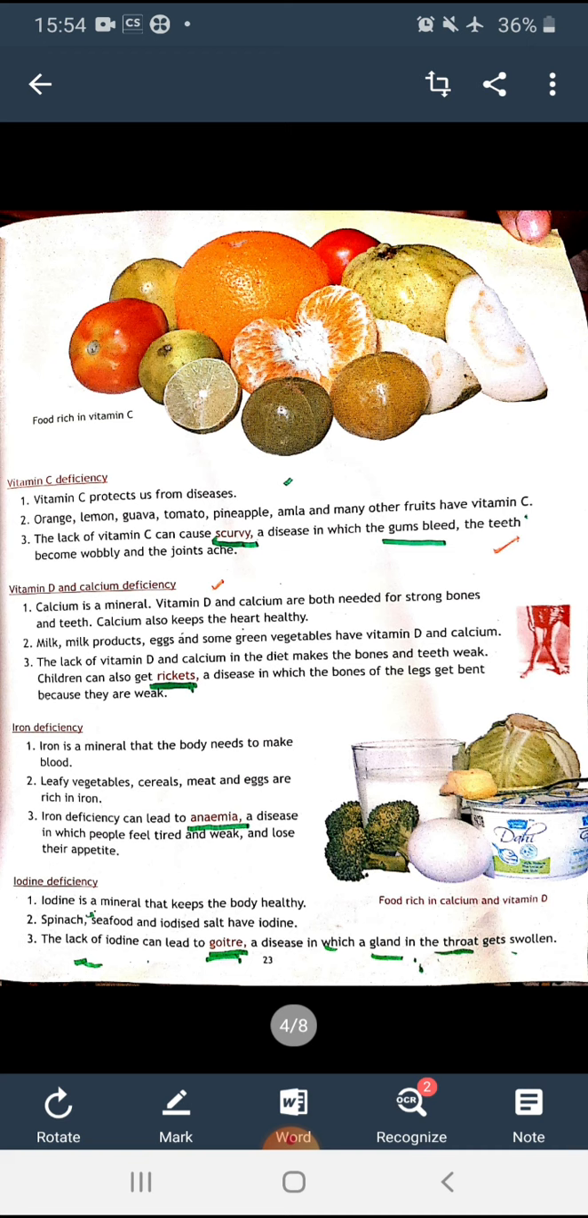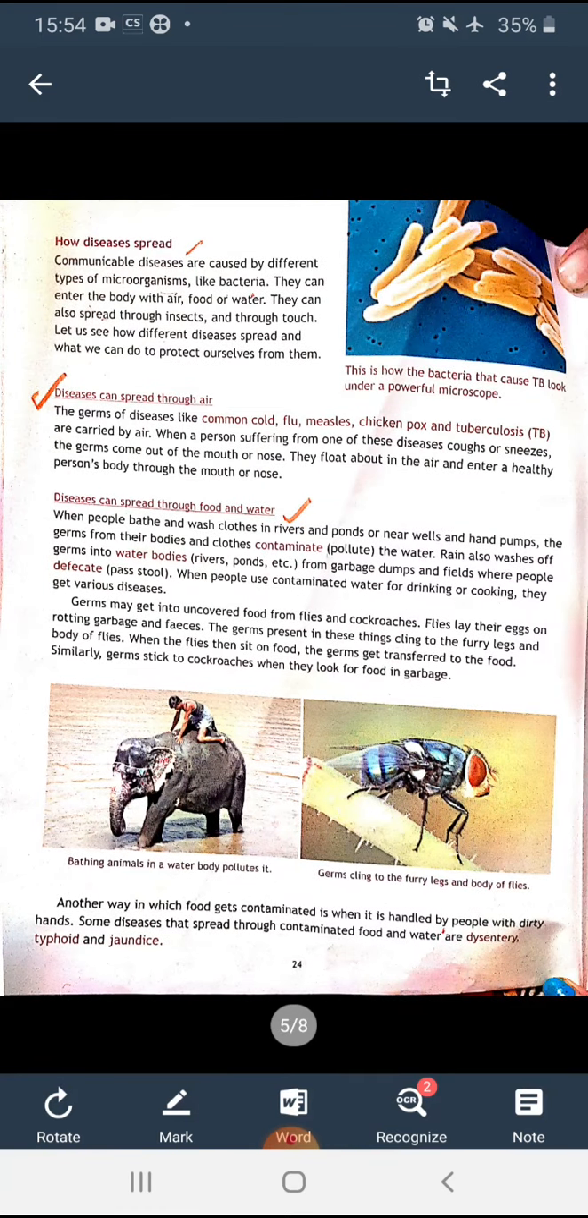Next is iron deficiency. Iron is a mineral that the body needs to make blood. Leafy vegetables, cereals, meat and eggs are rich in iron. An iron deficiency can lead to anemia, a disease in which people feel tired and weak. Iodine deficiency: iodine is a mineral that keeps the body healthy. Spinach, seafood, and iodized salt have iodine, and lack of iodine can lead to a disease called goiter.